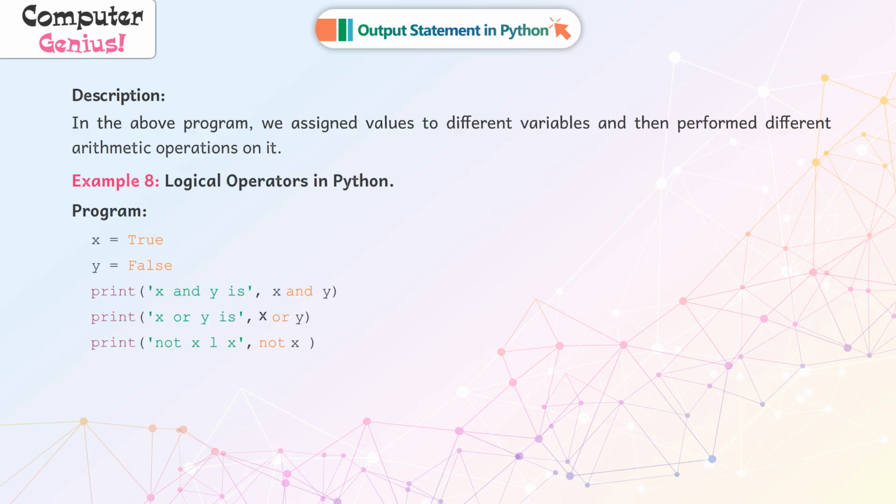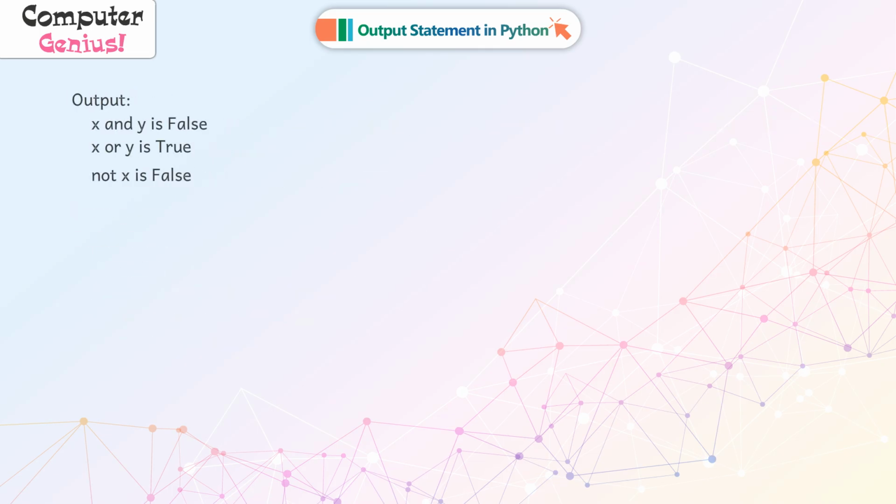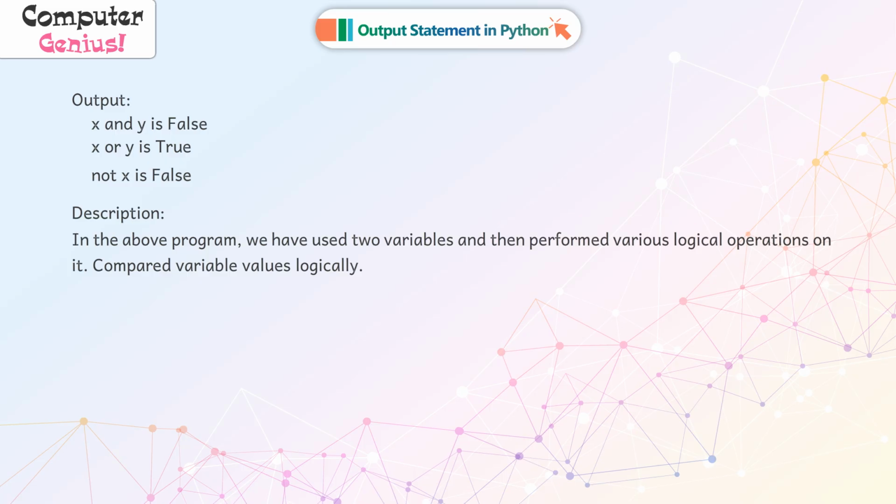it. Example 8. Logical operators in Python. Program. Output. Description. In the above program, we have used two variables and then performed various logical operations on it, compared variable values logically.